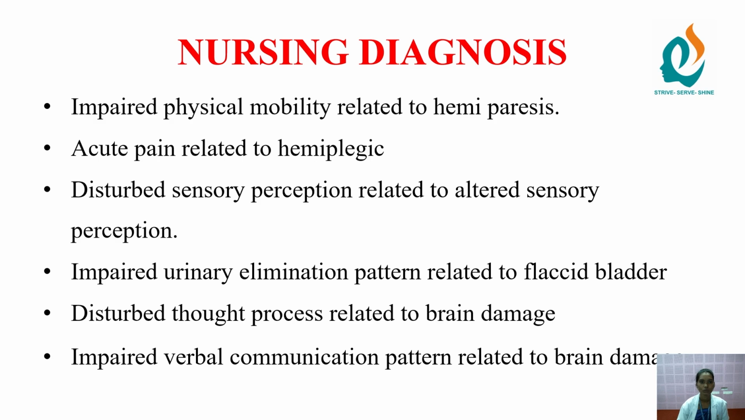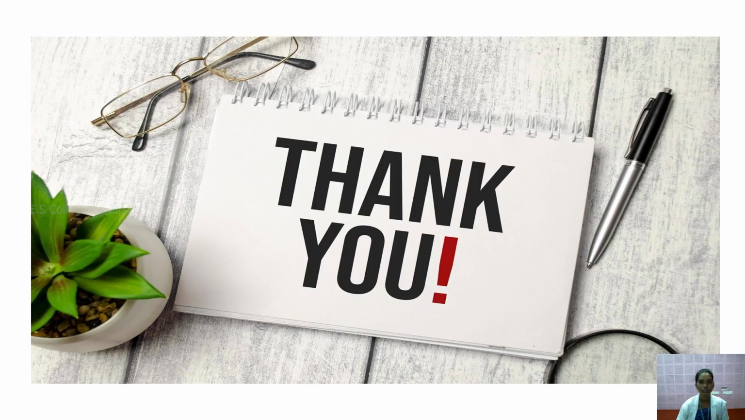Okay, so next I will conclude my topic. In this topic I discussed the introduction, definition and incidence, and risk factors. Risk factors are divided into two types, modifiable and non-modifiable. Next I discussed the types of stroke: thrombotic stroke and hemorrhagic stroke. These are again divided into types like ischemic stroke and hemorrhagic stroke.